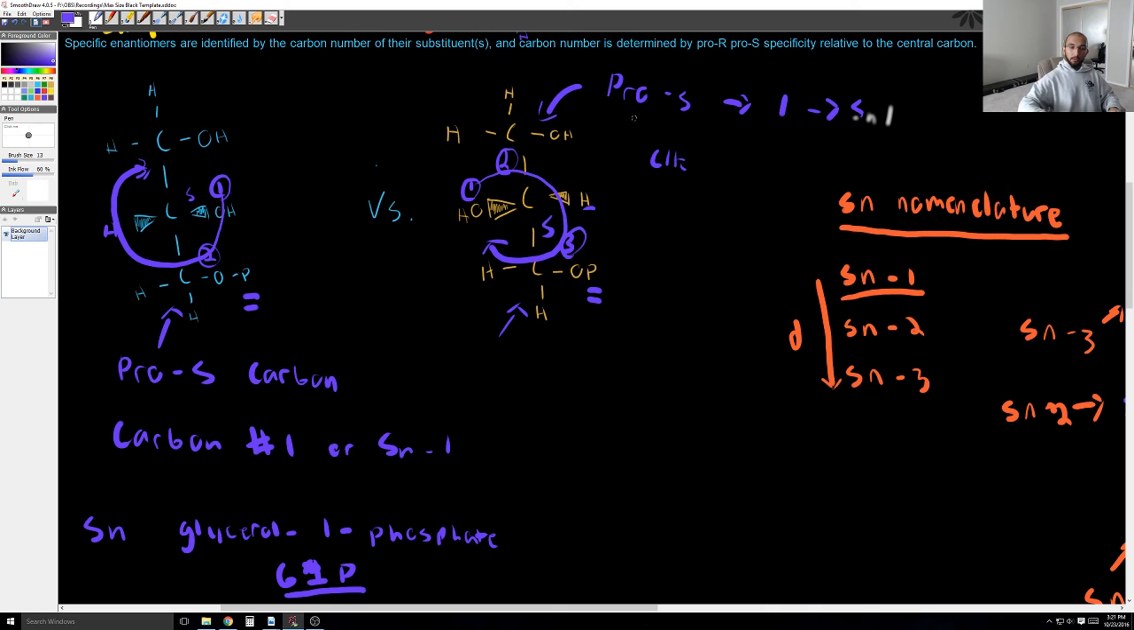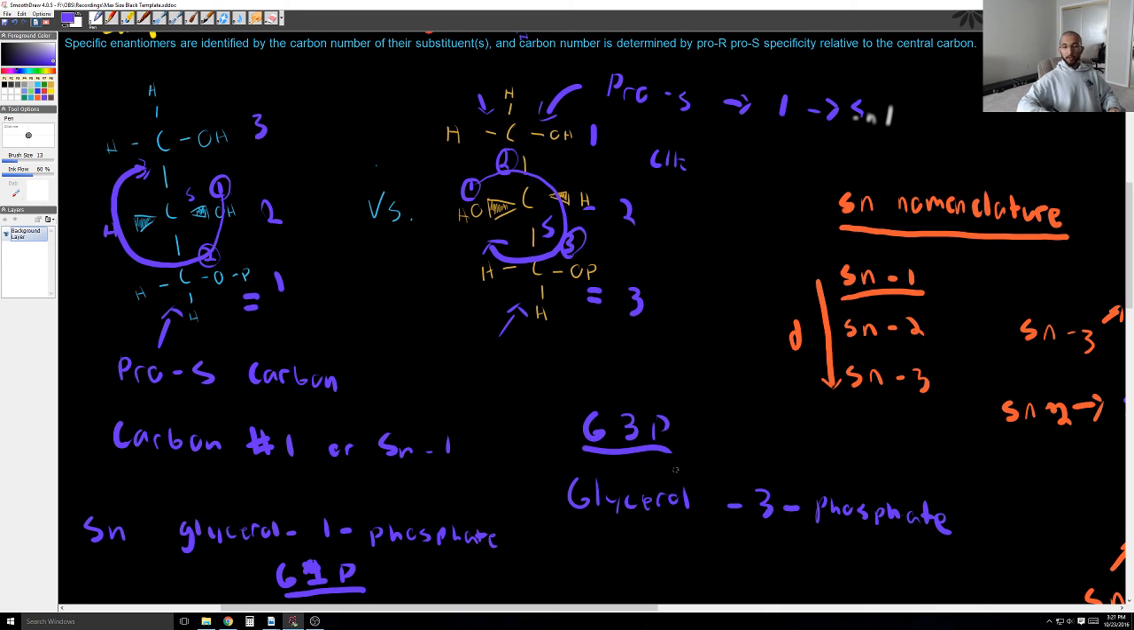And so, because this is carbon number 1, we'll number it 1, this will be 2, and this will be 3. In this case, this would be 1, this would be 2, and this would be 3. And since the phosphate is on 3, we'll call this G3P. So this is a glycerol 3-phosphate.